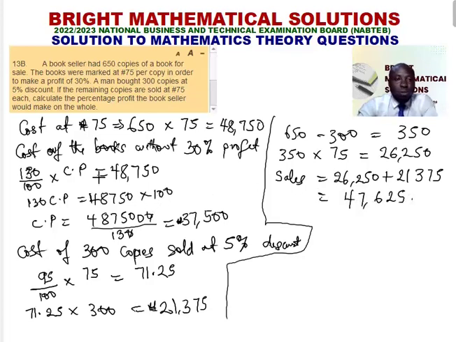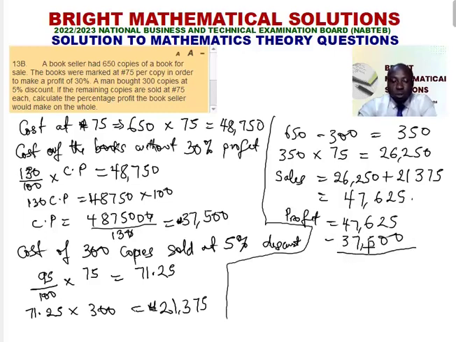Now the cost of the book is said to be 37,500. So the next thing is to calculate the profit. What profit does it make? The profit will now become 47,625 naira minus 37,500. So this gives us 10,125 naira. So that is the profit.